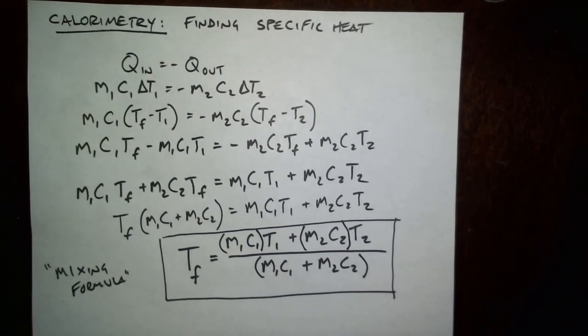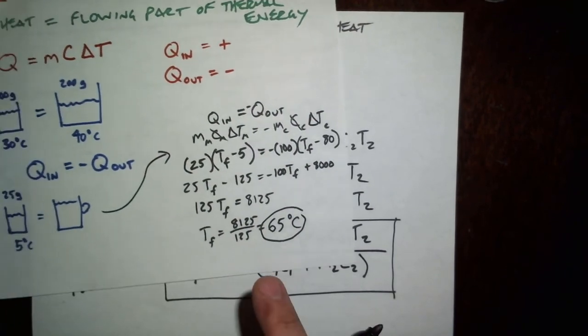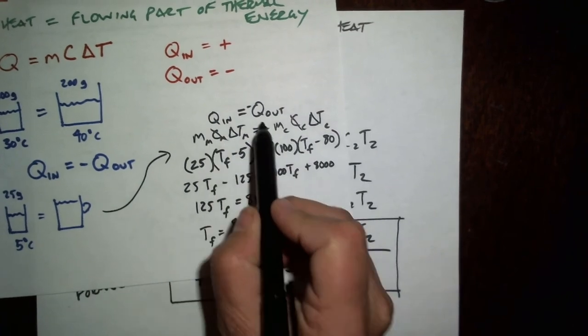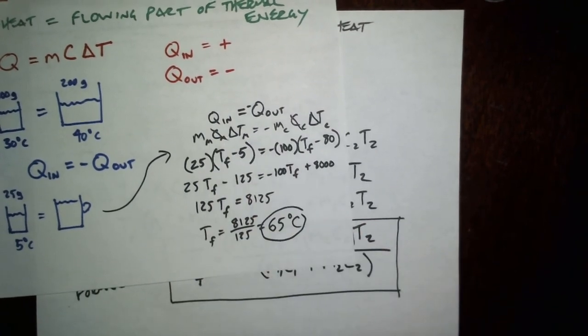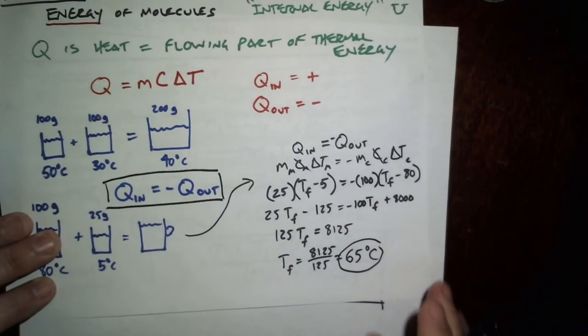Okay, we'll talk about some ins and outs, but this is an important video about problem-solving techniques. Half of what we're going to do in Chapter 9 here is this kind of problem solving, either this finding the final temperature or just starting with Q in equals minus Q out. Let me put a box around this guy right here. Q in equals minus Q out.